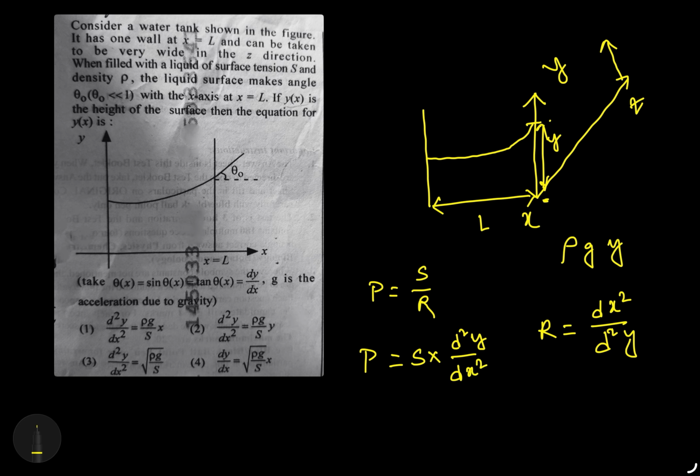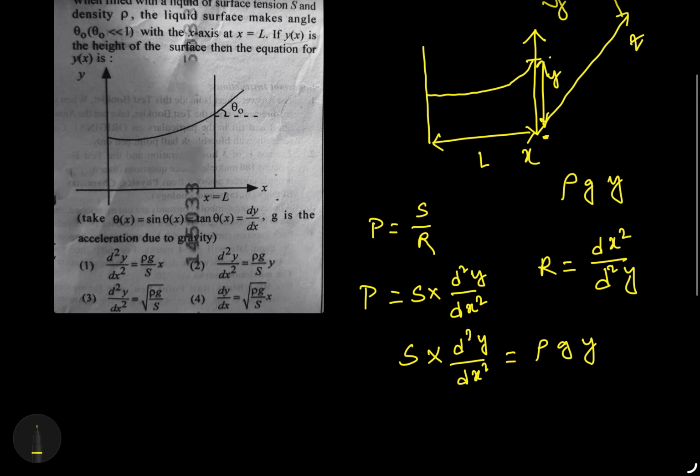Now as you can see, the liquid is in a static position, right? It's neither going upwards nor compressing, nothing. So we can say that both of these pressures are cancelling each other out. So we can equate them, and that will be s into d2y by dx2 equals rho g y, right? Now if I simply put the s on the right hand side, it will become d2y by dx2 equals rho g by s into y.